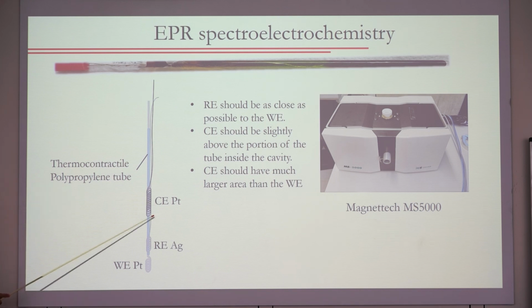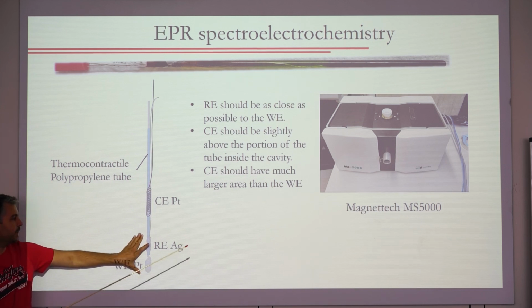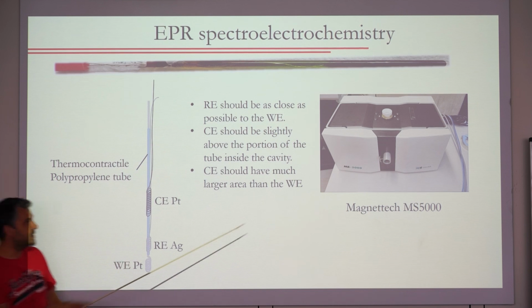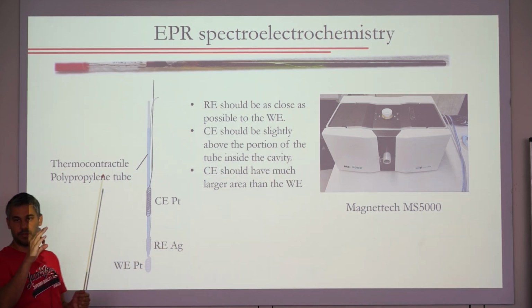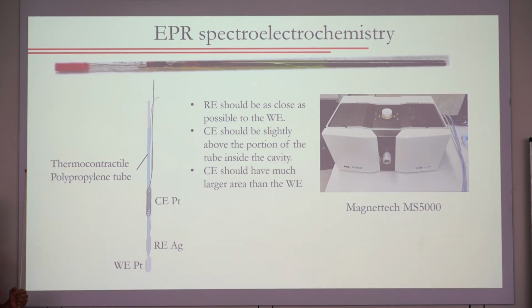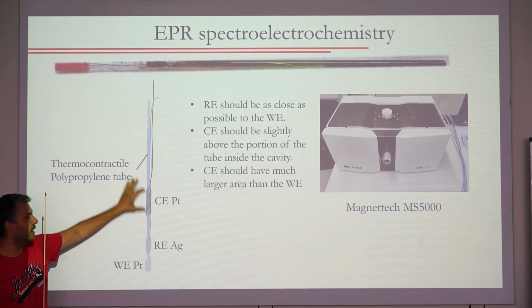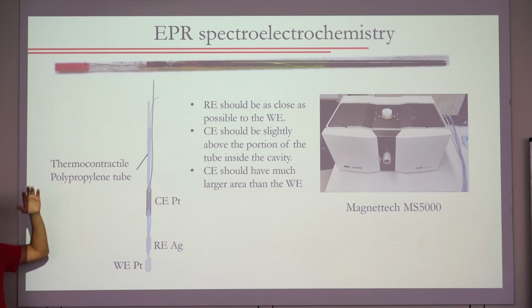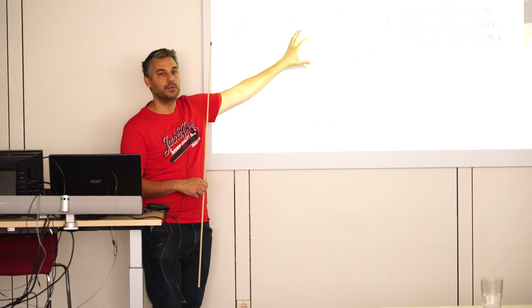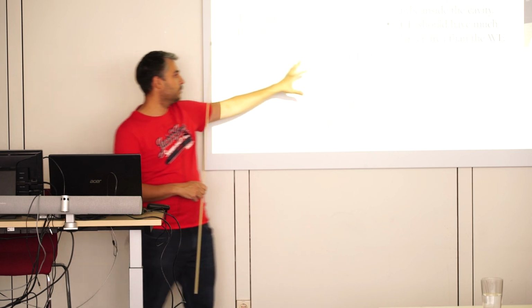And the counter electrode should be relatively close. If this part of the tube is inside the cavity, it will be around 3 centimeters tall because of the wavelength of the X-band microwave. So let's say this is around 3 centimeters, and then you have your counter electrode further away so that whatever happens in the counter electrode does not contribute.